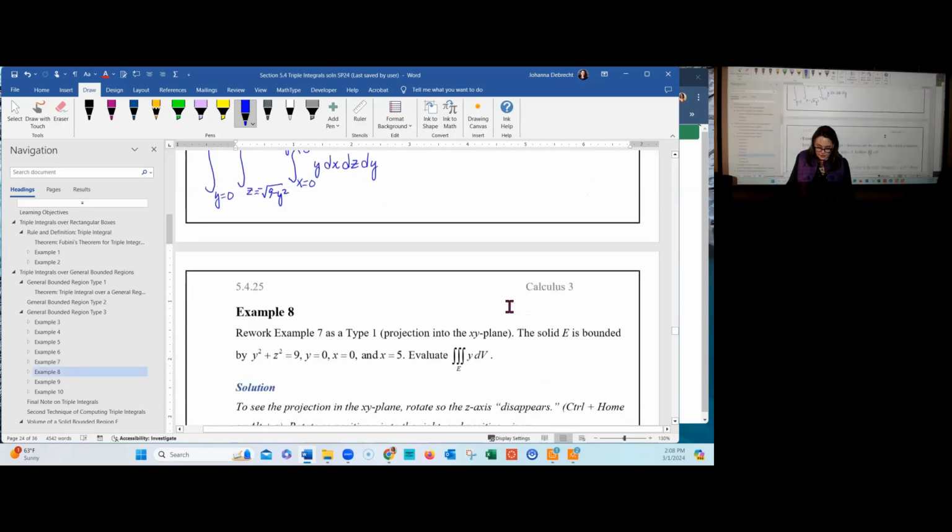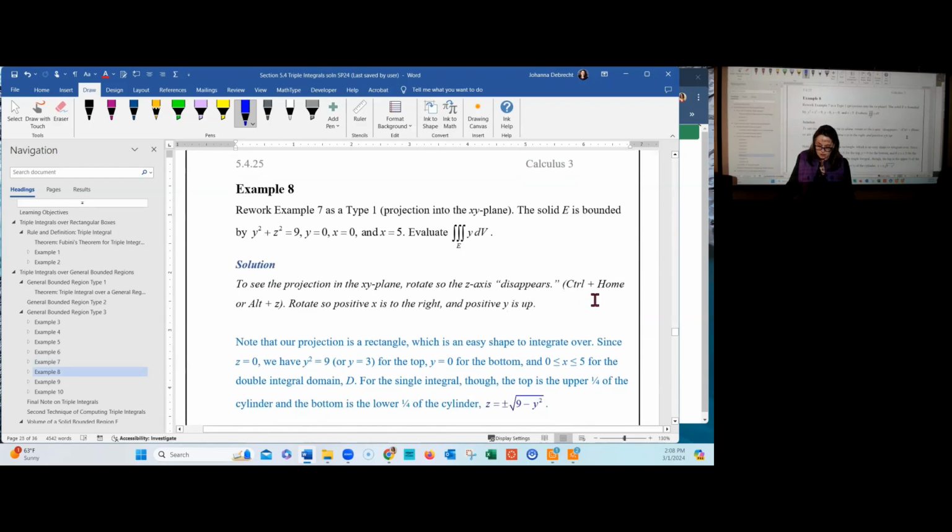Now we want to take a look at the same function and the same solid, but instead work it as a type 1. Let's project into the xy plane. If we project into the xy plane, we're casting our flashlight either down or up the z-axis.